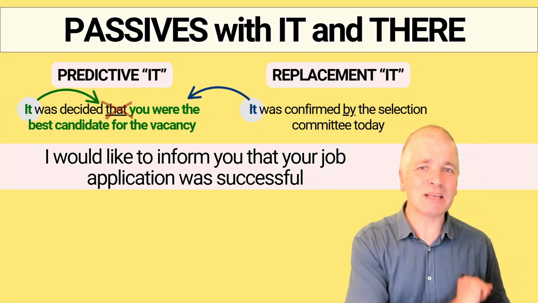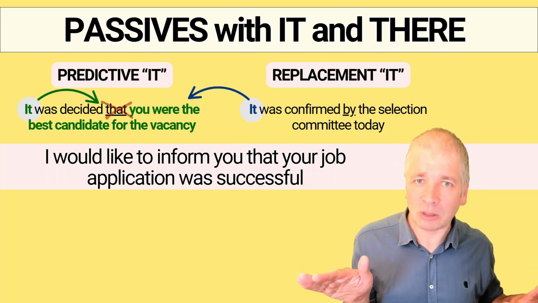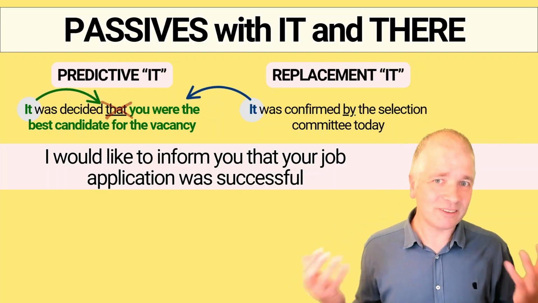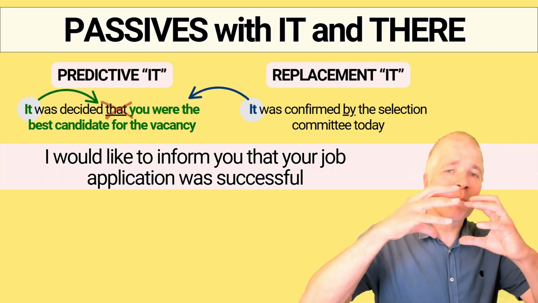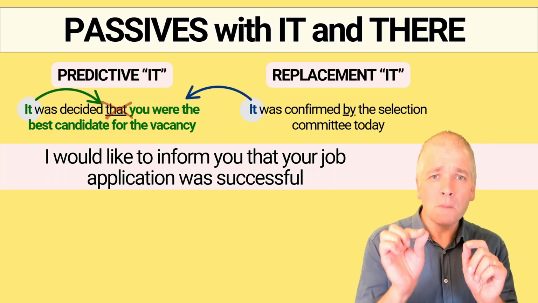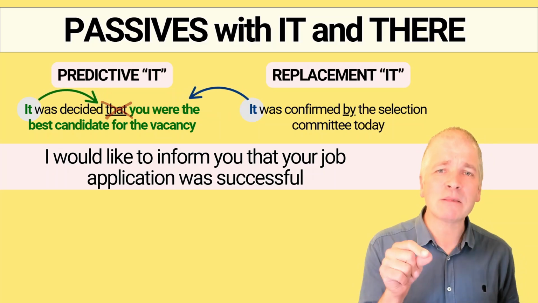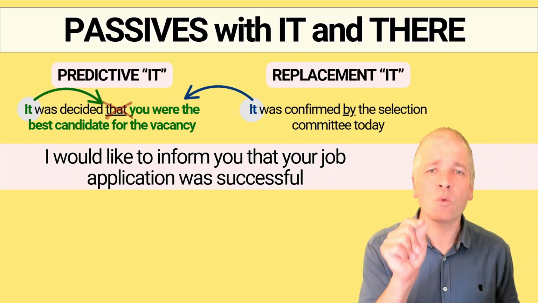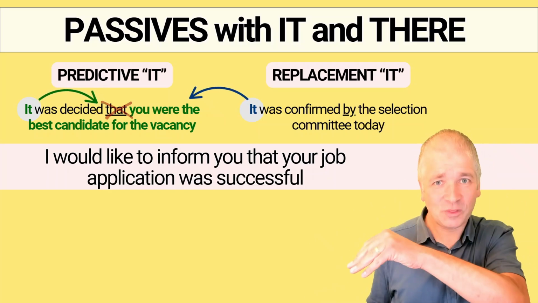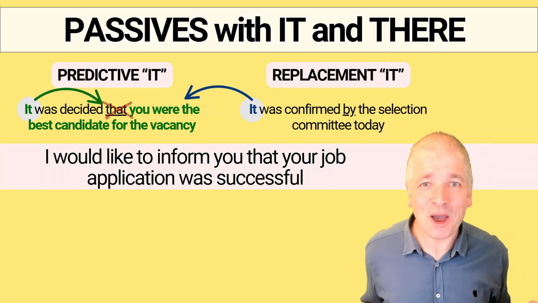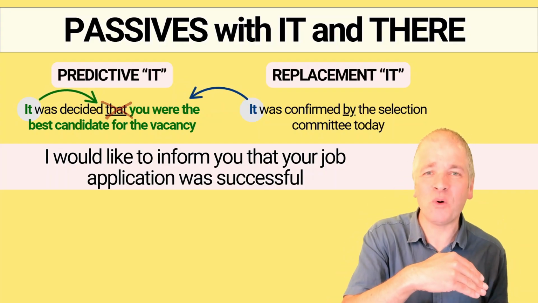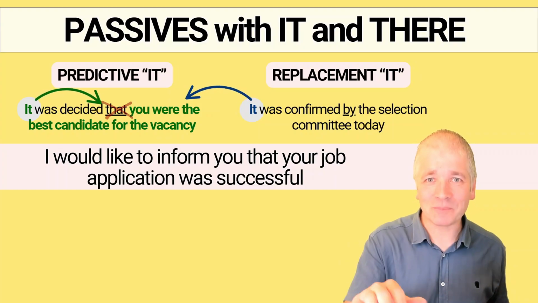But in the second example, where we don't use a that clause, it is looking backwards. It was confirmed by the selection committee today. Well, here, the it is a replacement for the information that came in the sentence before. So be careful. We use it with the passive form, but we use it in two different ways. When it's followed by a that clause, then the it looks forward to the that clause. When it's not followed by a that clause, it looks backwards to the noun or the information immediately before, as we do with it normally.